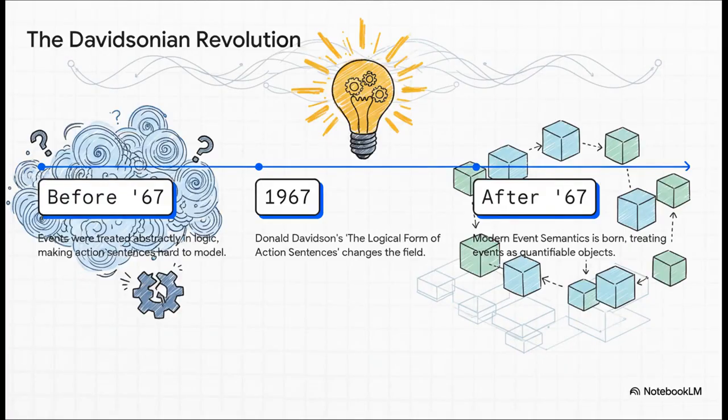For a long time, formal logic was kind of stuck. It couldn't really handle simple action sentences. But then, in 1967, this philosopher, Donald Davidson, published a paper that just sparked a total revolution. His idea was so simple, but it was profound. Sentences about actions are actually referring to real, concrete events. And that single insight gave birth to this entire field we now call modern event semantics.